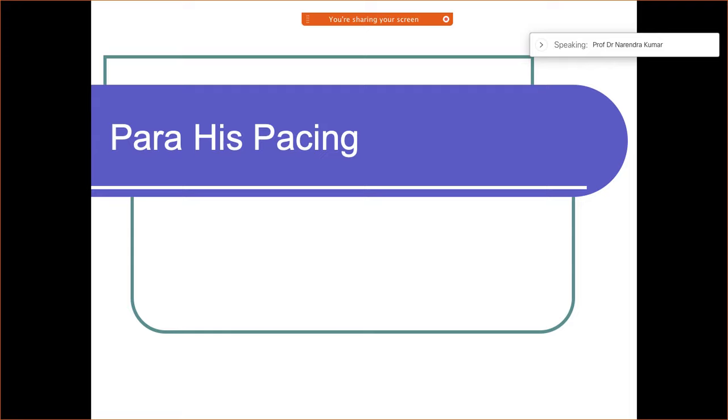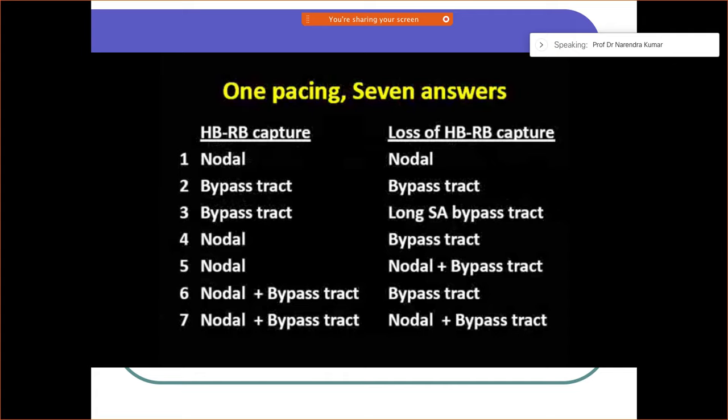Now, after going through all these things, one of the important things which a lot of people feel confused about is what is called the para-Hisian pacing. So that's why, as I promised, we'll talk about it in a little more detail. This is a single pacing maneuver, but you can get almost 7 answers. How? So that's why I have mentioned it over here.